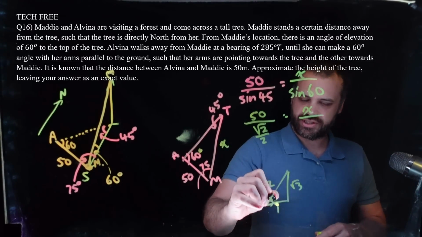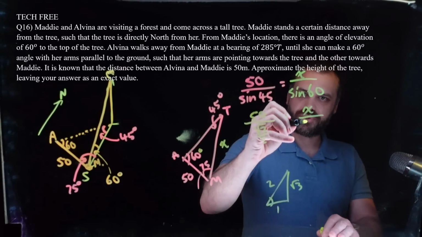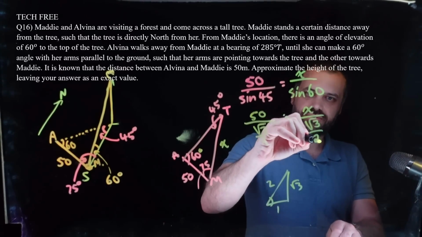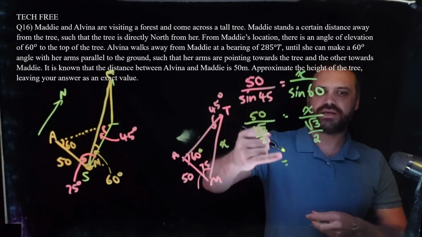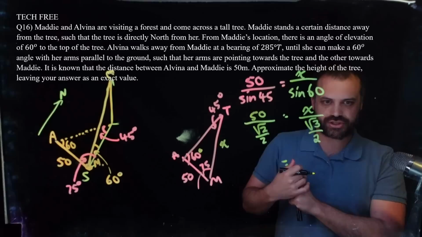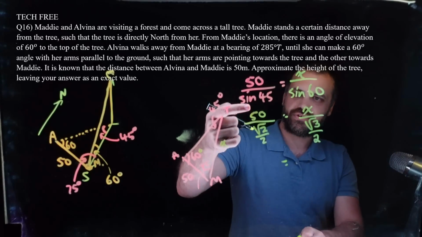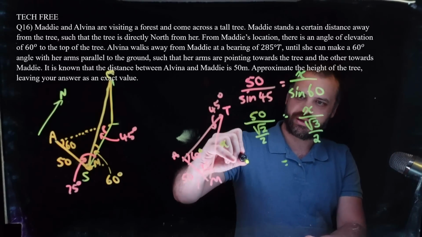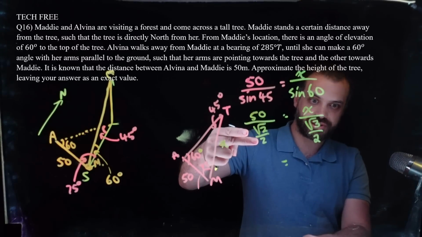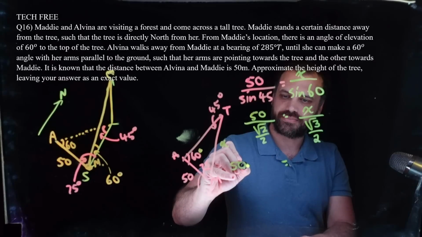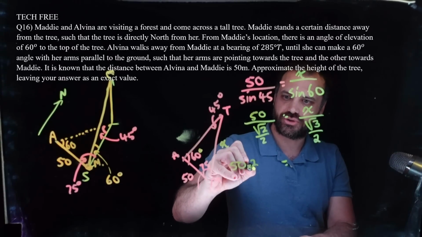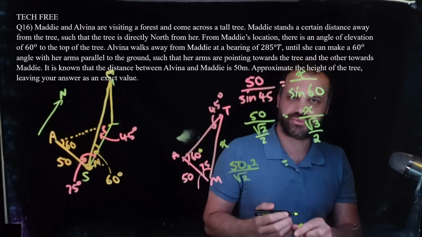Sine of 60 degrees is equal to opposite over hypotenuse, root 3 over 2. Okay, so this is weird because it's like nested fractions, fractions on top of fractions. 50 divided by that fraction is the same as 50 multiplied by the reciprocal of that fraction. So it's the same as 50 times 2 over root 2.